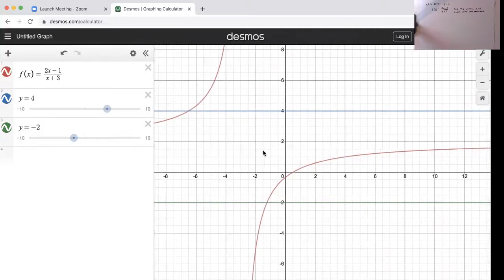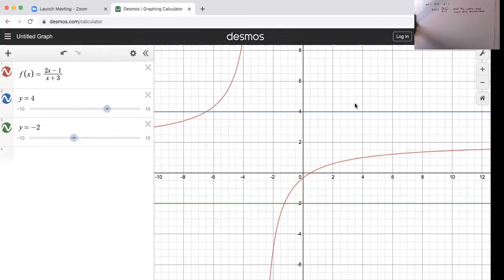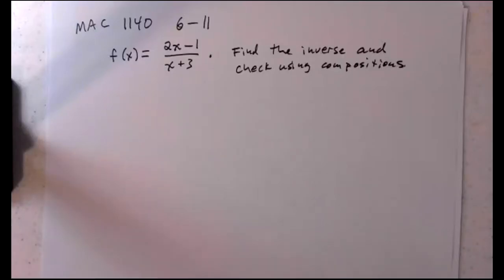So yes, this does satisfy the requirements of the horizontal line test. No horizontal line intersects the graph in more than one point. Therefore, it will have an inverse. Now, how do we find that inverse? We've got to do some algebra.